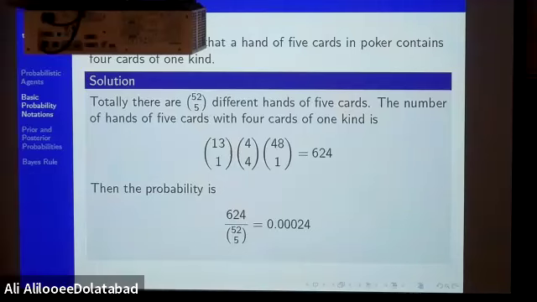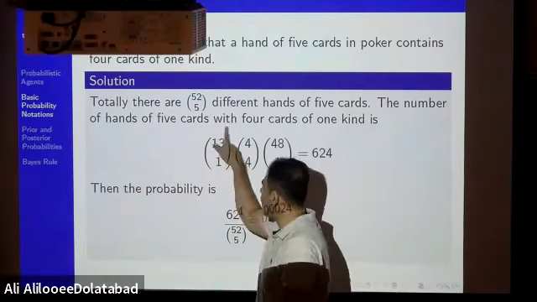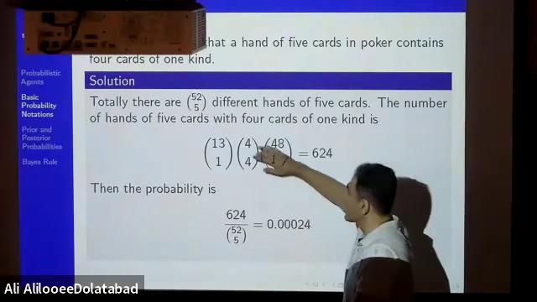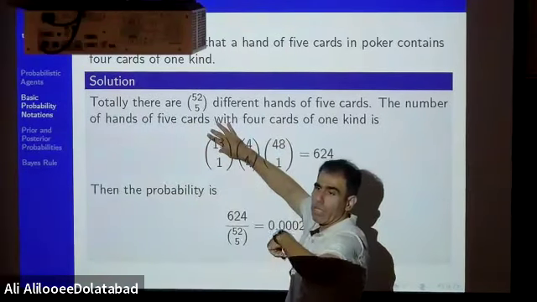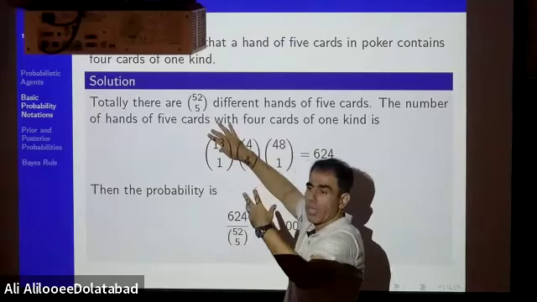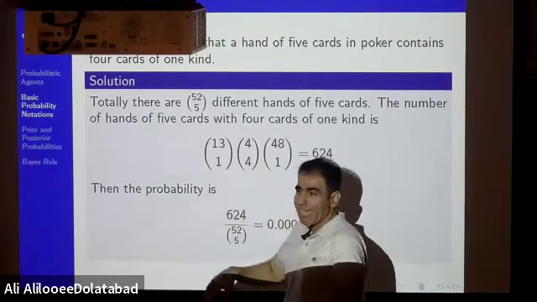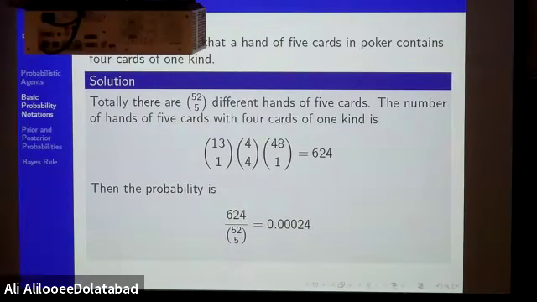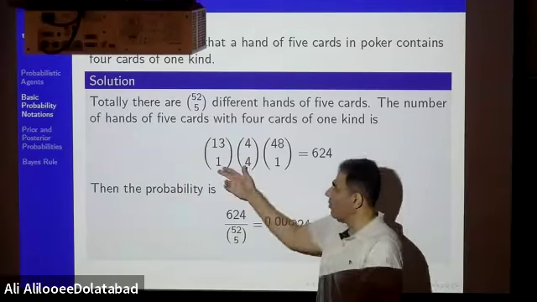And this 13 comes from the number of cards which are in one kind, means the number of cards which are, for example, diamond, or the number of cards which are heart. And here, when we say 1, it means that among those cards which are heart, for example, we choose one of them. Say, for example, we choose king. That's the reason that here we have 13 choose 1.